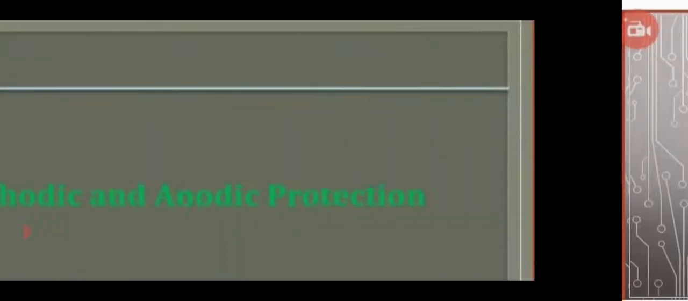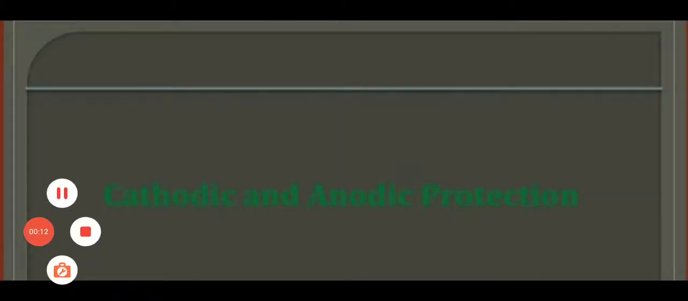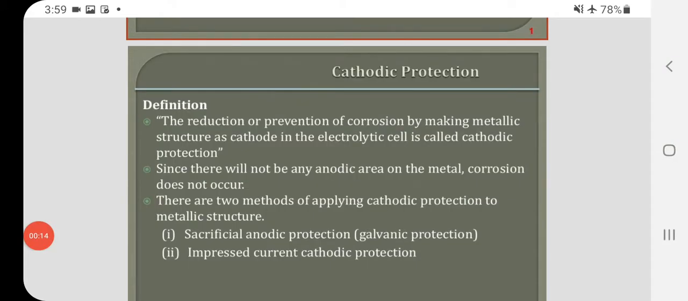Today's topic is Cathodic and Anodic Protection in Corrosion. First, Cathodic Protection. Definition of Cathodic Protection: the reduction or prevention of corrosion by making a metallic structure the cathode in the electrolytic cell. It's called cathodic protection. Since there will not be any anodic area on the metal, corrosion does not occur.